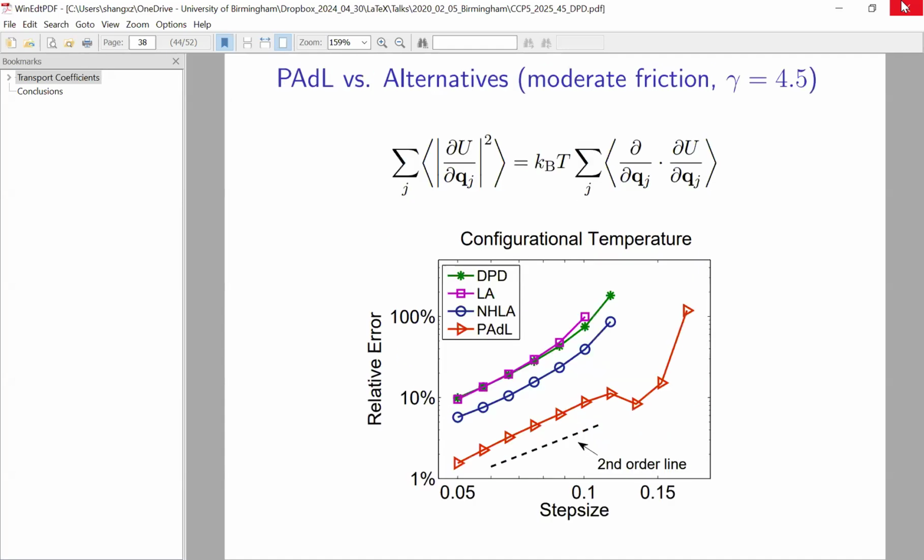But the advantage of this new approach is really that, for example, if we again compare the relative error in conversion temperature, the red one clearly outperforms the other popular methods in the DPD literature. Particularly, we also include the Lowe-Andersen thermostat in purple, and also the Nosé-Lowe-Andersen in blue here. So we can clearly see this new method has about one order of magnitude improvement in terms of the accuracy here.